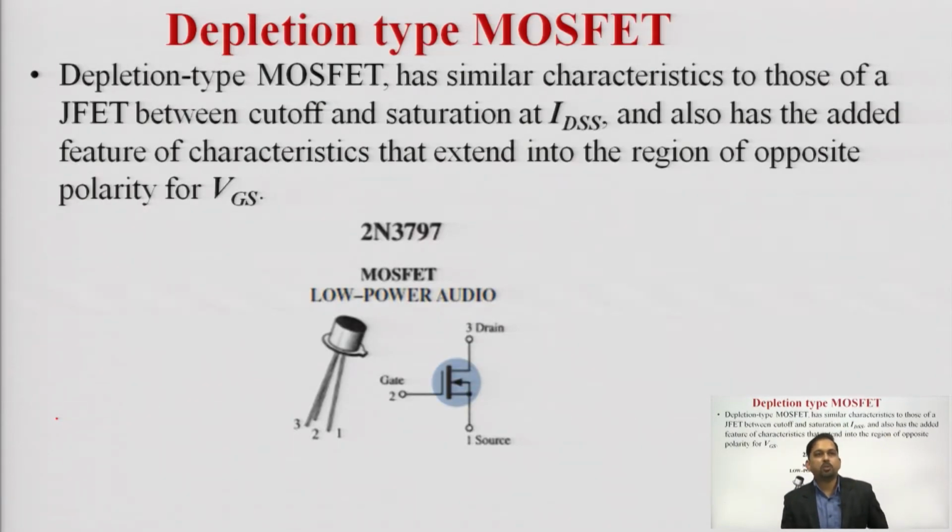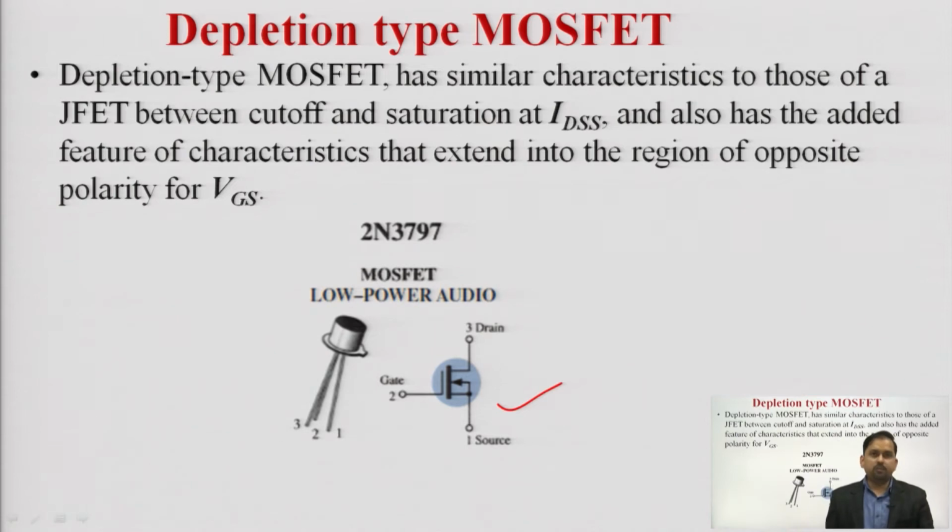So, a depletion type MOSFET has similar characteristics. Likewise, we have seen for junction field effect transistors between the cutoff and saturation, the current which is IDSS, the drain to source saturation current, and it also has the added feature which extends the region of operation beyond, when VGS corresponds to some positive value. So, here we have the representation for MOSFET, and this is the pin configuration.